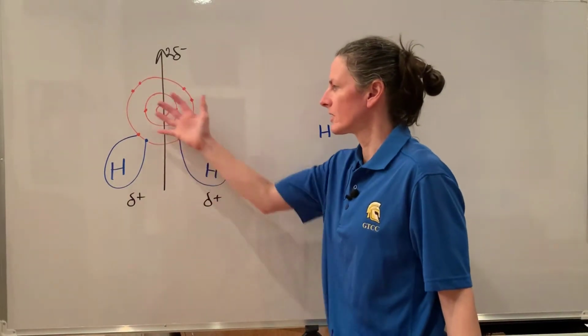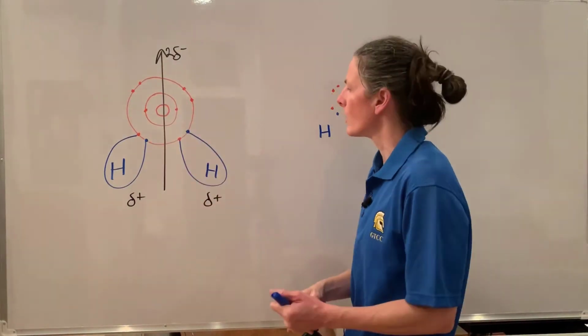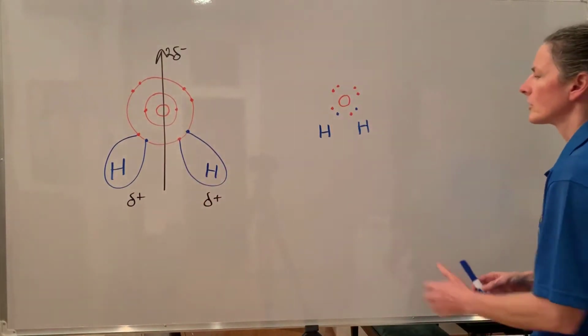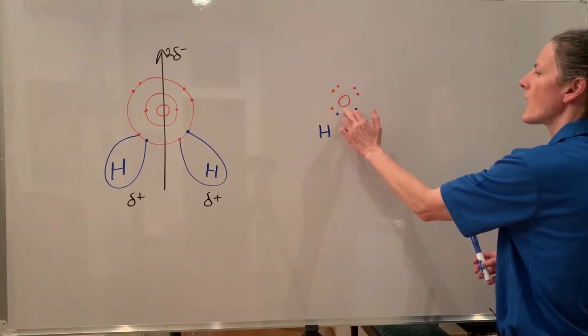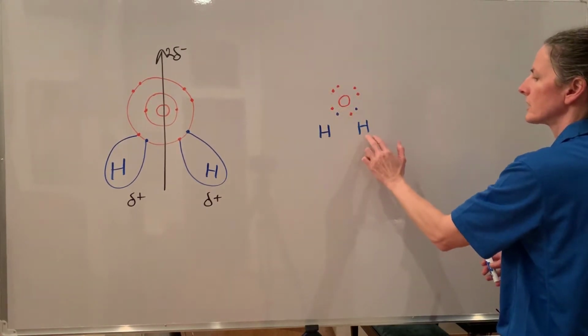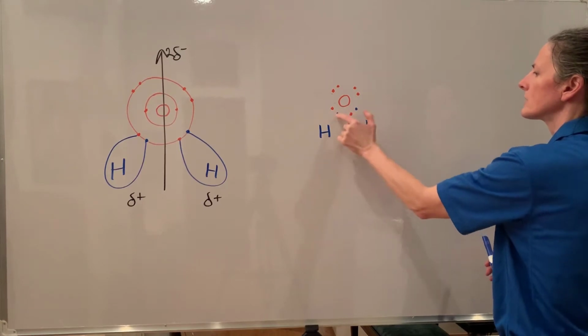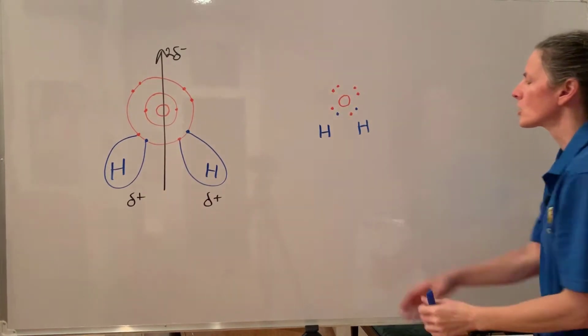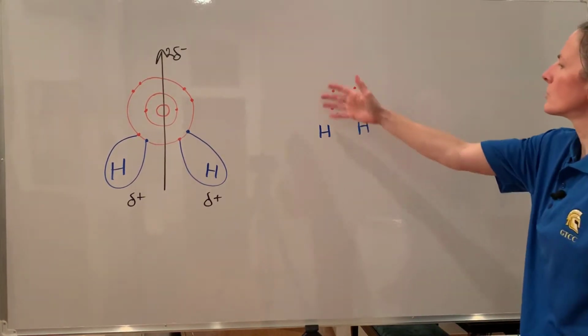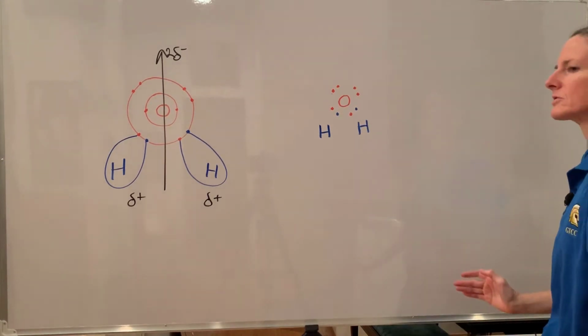So we can take this representation of water and we can simplify it. Basically, what we're showing here is oxygen with its 6 valence electrons and hydrogen with its valence electrons, and how we have formed this covalent shell. We're just representing the valence electrons here.